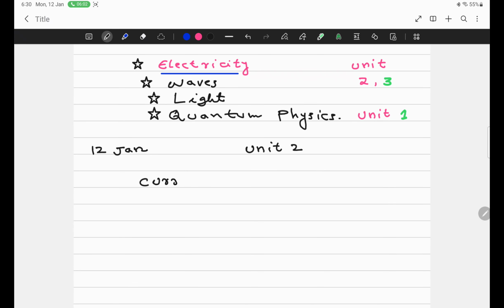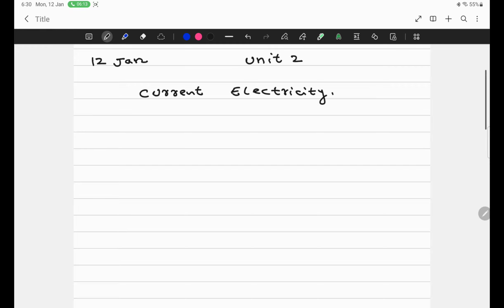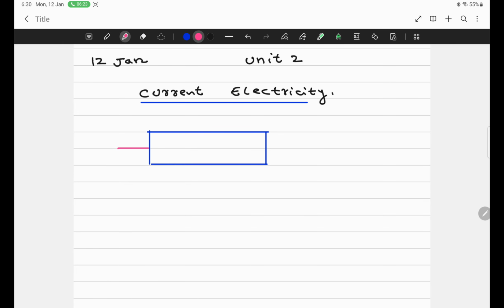What is current electricity? We are starting with the knowledge of IGCSE, and then gradually we will increase the difficulty level. But the starting theory is the same. Sir, what is the theory? Consider this is a metal rod and all the metals are good conductors. Why are they good conductors? Because they contain free electrons.